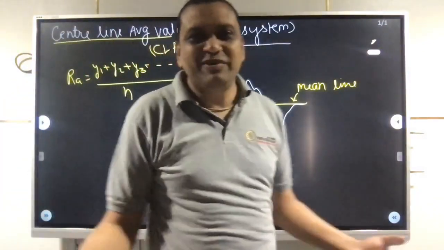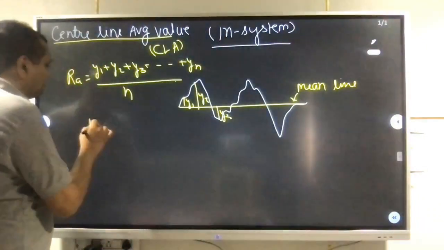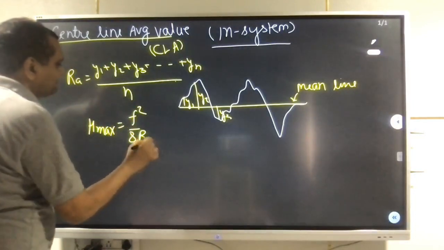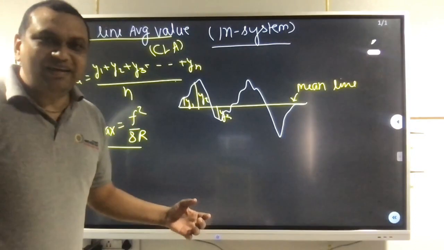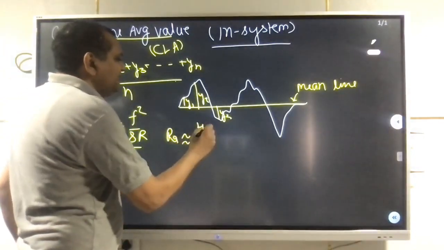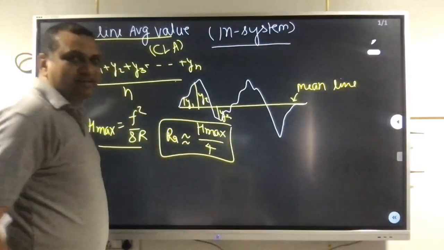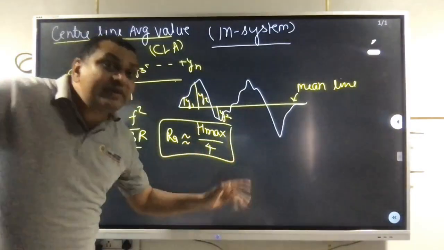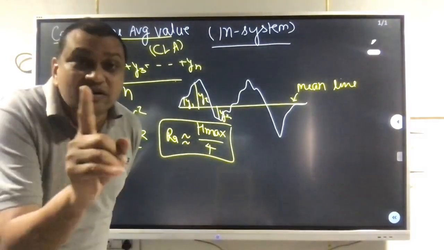Now, but some of you are using the peak to valley height, let us say f square by 8r, and CLA value is approximately h max by 4. So what most of you are doing, you are using this formula indiscriminately. Whatever is the problem, you are using this formula. It is not like that.